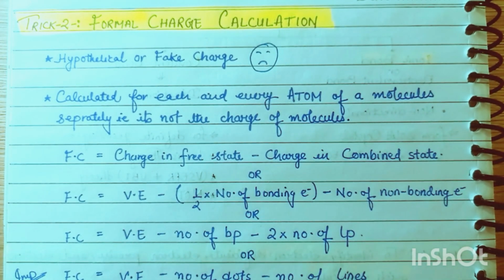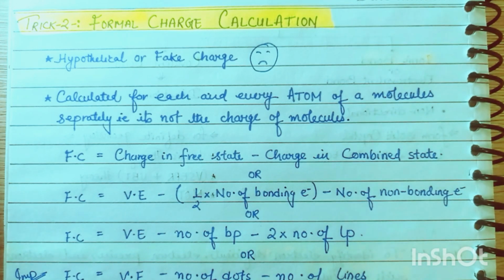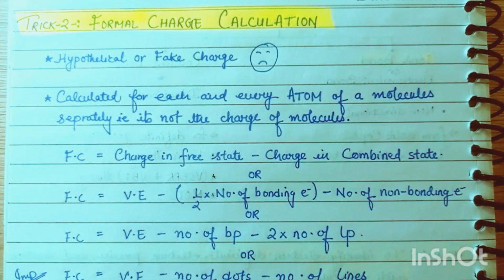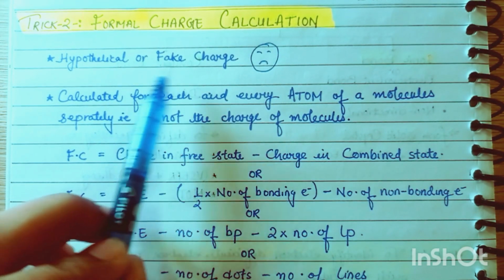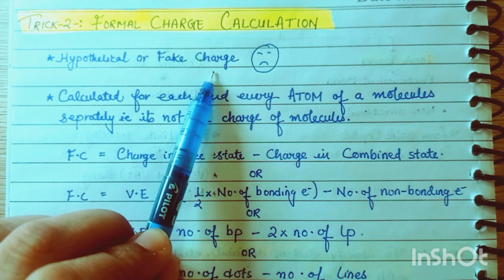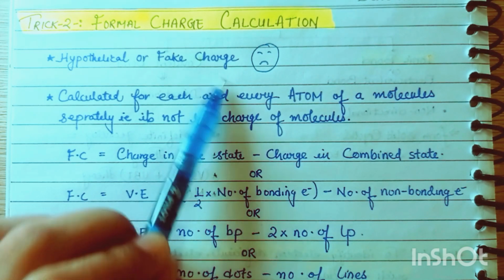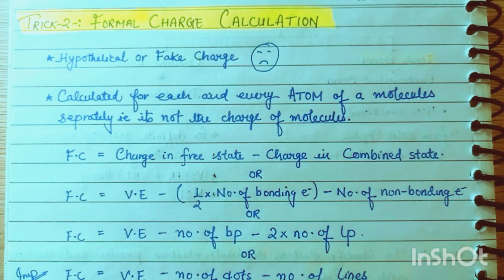Students, we come with the most demanding topics. Most of the students sometimes face the problem of calculating the formal charge. You are thinking, what is formal charge? Let me tell you. First of all, formal charge is a hypothetical or fake charge. It is not the real charge. Then why are we calculating it? Because sometimes it is used to identify the stability of a molecule, but not nowadays. Before resonance, we used the formal charge to find out the stability of the molecule.